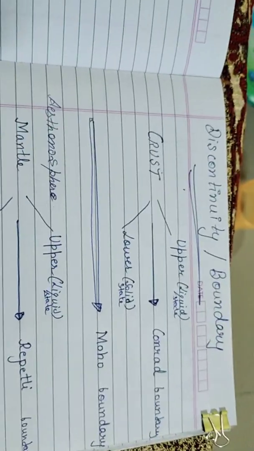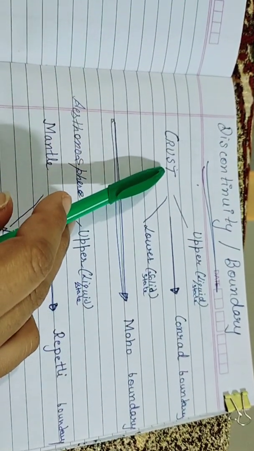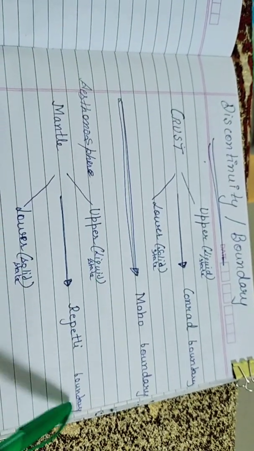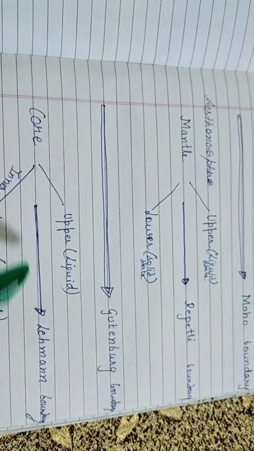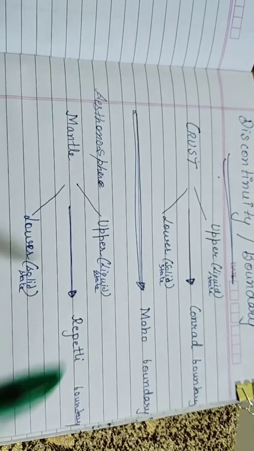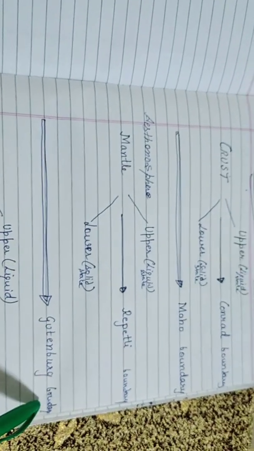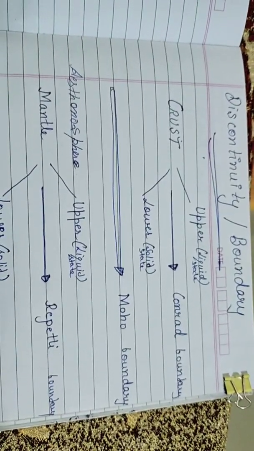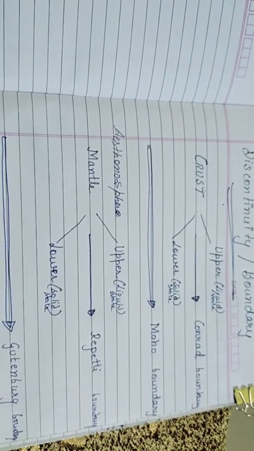So look here carefully. Conrad boundary between the crust's parts, Repetti boundary between the mantle's two parts, and Lehmann boundary between the core's parts. And what are the boundaries between crust and mantle, and mantle and core? Moho boundary and Gutenberg boundary. So look carefully. Now we have done the comparative analysis between all three layers of the earth.